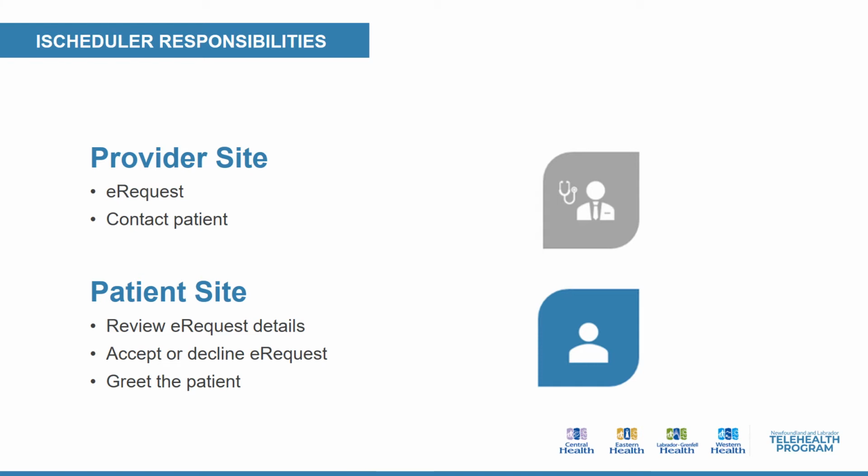As an iScheduler user at the patient site, you will be actioning, accepting or declining incoming appointment and meeting requests. You will need to review the details of the incoming request and ensure that the room and resources required for the appointment are available. If the appointment can go ahead as requested, you will accept the appointment. If not, you will decline the appointment.